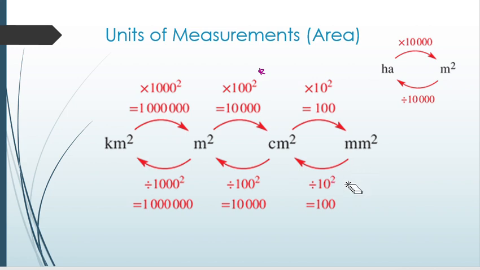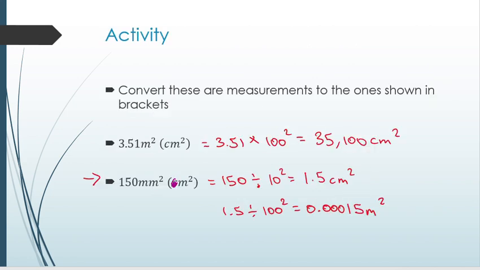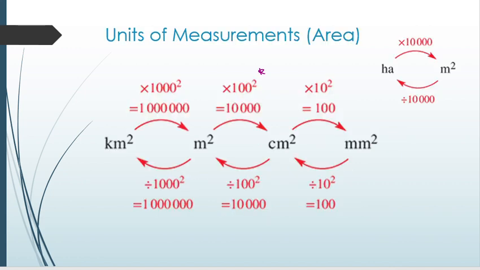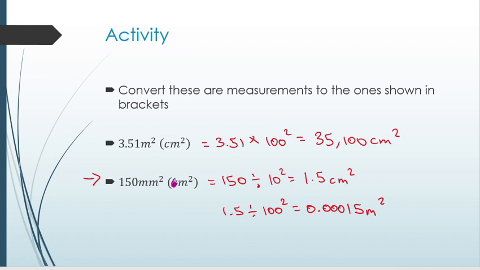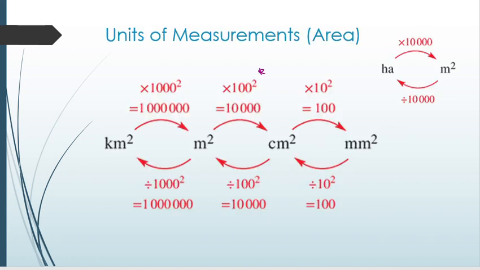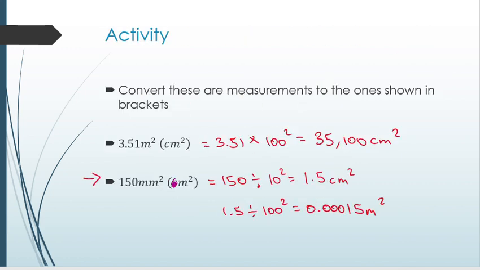And that is exactly what I have done here. So in my first line, I went from millimeters squared to centimeters squared by dividing by 10 squared, typed it in my calculator, got the answer, and because this is in centimeters squared, I need to change this to meters squared. I shall now divide by 100 squared, okay? Just like that.